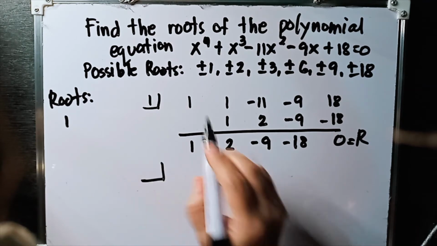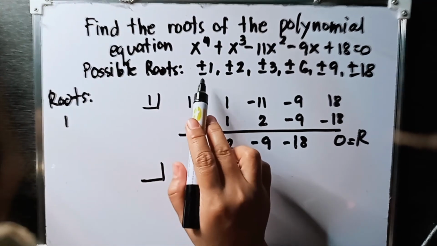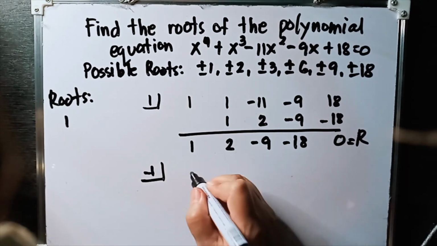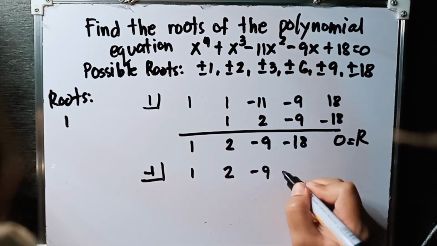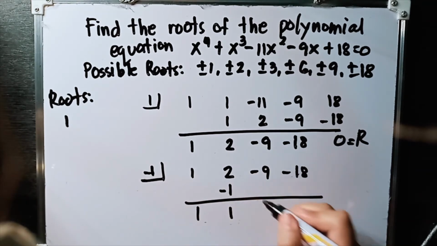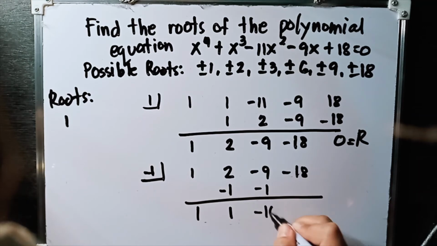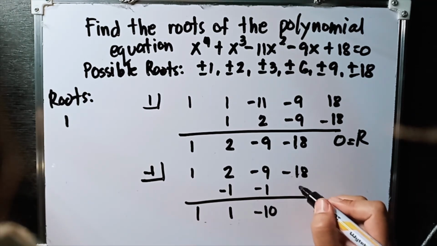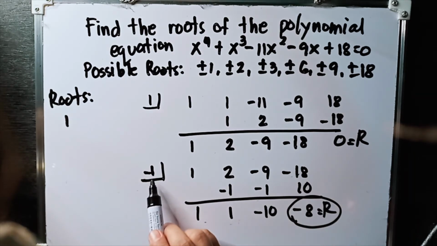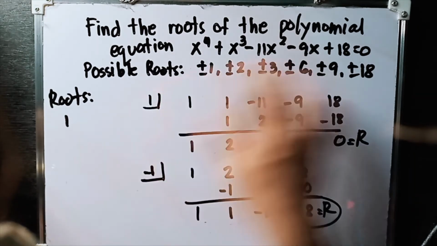Okay, now we can proceed by using negative 1. So this is now the depressed equation. We get the coefficients 1, 2, negative 9, negative 18. Let us try if negative 1 is a factor. So we have 1 times negative 1. 2, we have 1. 1 times negative 1 is negative 1. We add, we have negative 10. So we have positive 10. Oh, we have a remainder. We have a remainder which is negative 8. So it means that negative 1 is not a root of this polynomial.